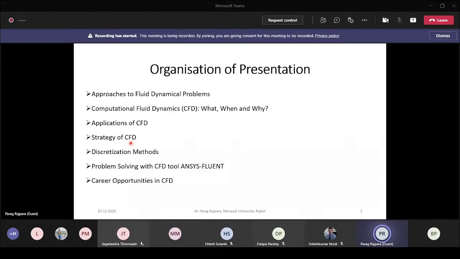Fine. So we will see the different discretization methods. We will also talk about the plus and minus points of different discretization methods, which method will be suitable for your problem, for your case, and how to decide that this method is more appropriate than the other method.